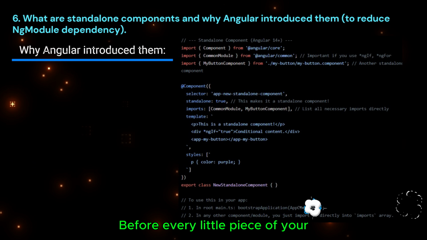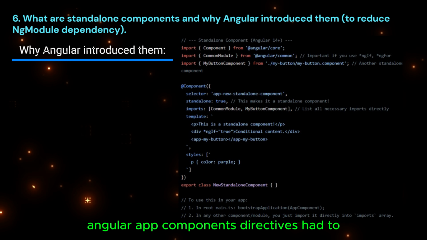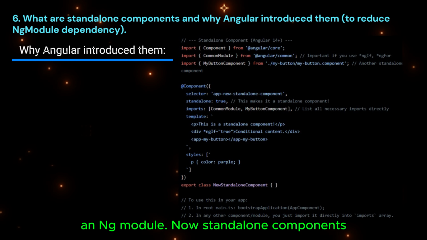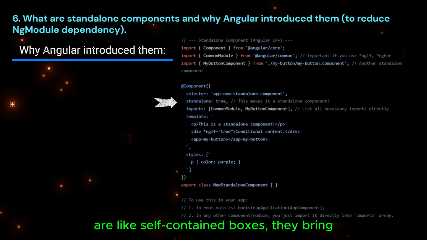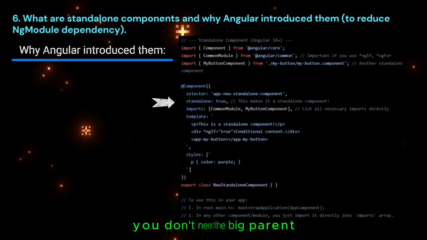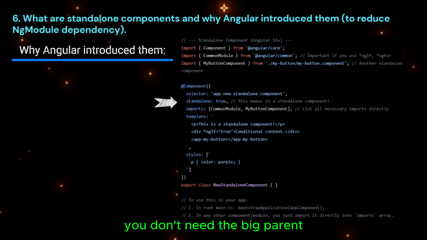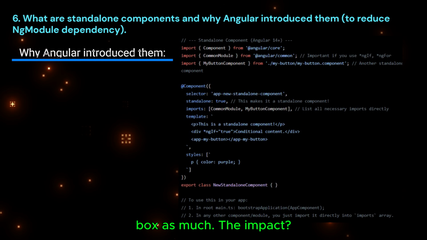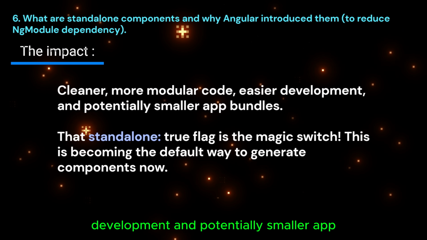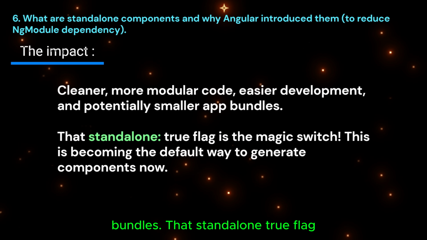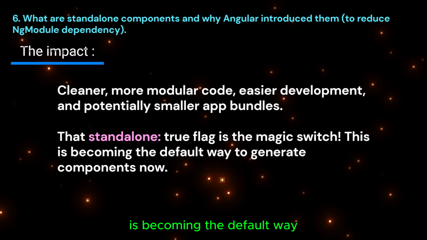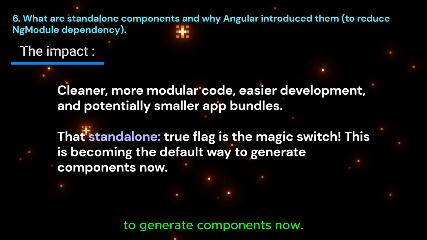Before, every little piece of your Angular app, components, directives, had to live inside a big box called an ng module. Now, standalone components are like self-contained boxes. They bring everything they need with them, so you don't need the big parent box as much. The impact? Cleaner, more modular code, easier development, and potentially smaller app bundles. That standalone: true flag is the magic switch. This is becoming the default way to generate components now.